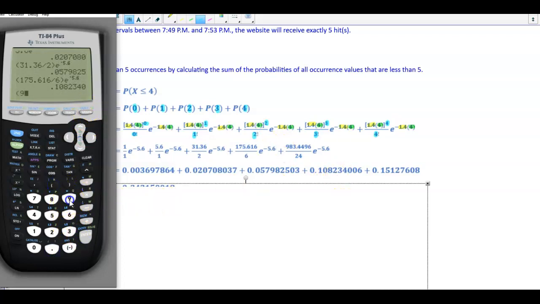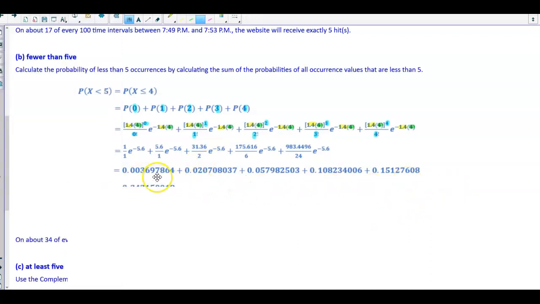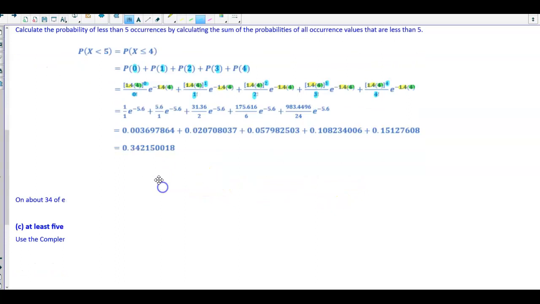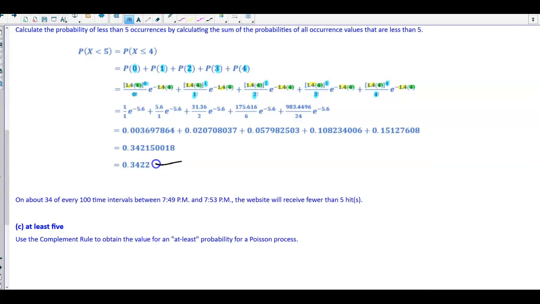And then the last one, left parenthesis, 983.4496, and then divide that by 24. And then we're multiplying that by e to the negative 5.6, and that gives us 0.1512768. So therefore, now when we add up all these values, then we get 0.34215, and then we're going to round that to 4 decimal places. Rounding it to 4 decimal places gives us 0.3422.